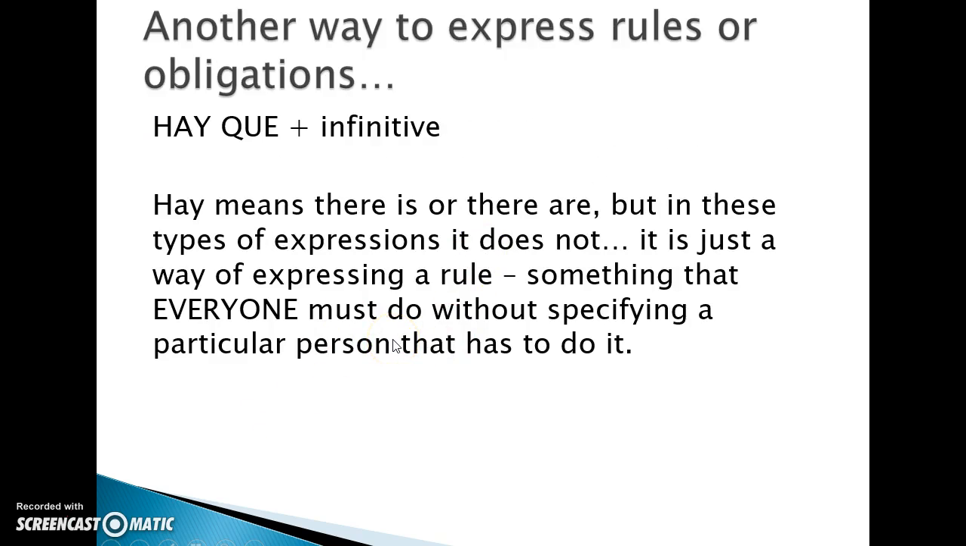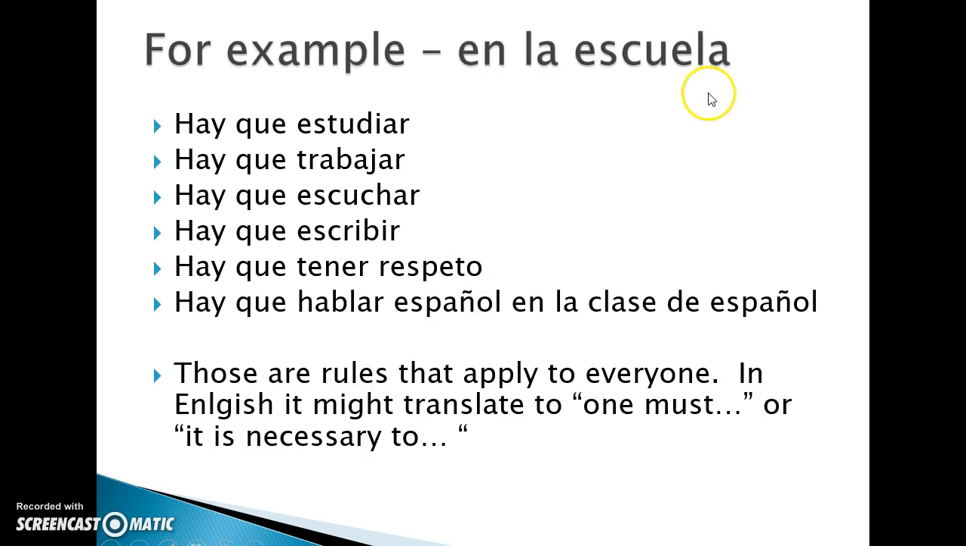So the point in that is that there's another way to express rules or obligations, and these rules or obligations are not specific to individual people, they're general rules. And the way we communicate that is to use the verb hay plus the word que again plus an infinitive. We do not conjugate the verb hay. As you know, hay means there is or there are, but in these types of expressions it does not. It is just a way of expressing a rule, something that everyone must do without specifying a particular person that has to do it. For example, en la escuela, these are all the things that must happen within a school.